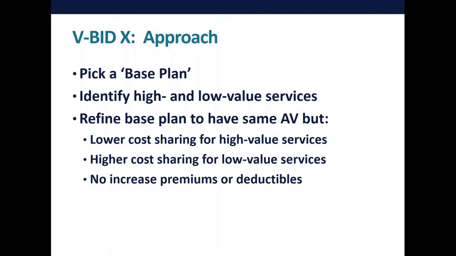Then we identified high and low value services. It's one bullet point, a ton of discussion, and then we went back and forth to try and get the high value services to have lower cost sharing, and with the help of Oliver Wyman, then to figure out how we could offset that with various types of low value services. Much more detail on that is in the handout.